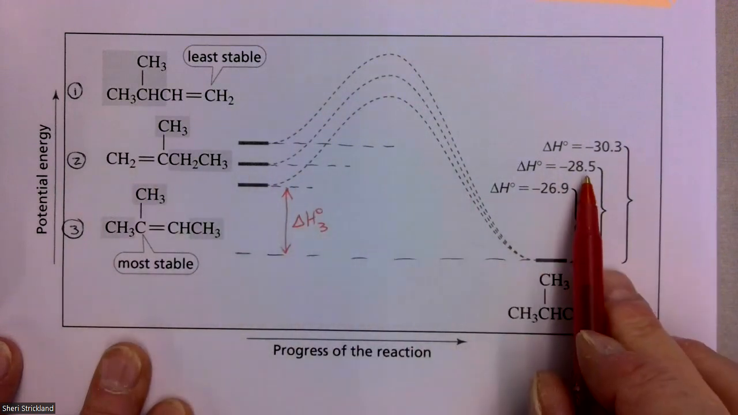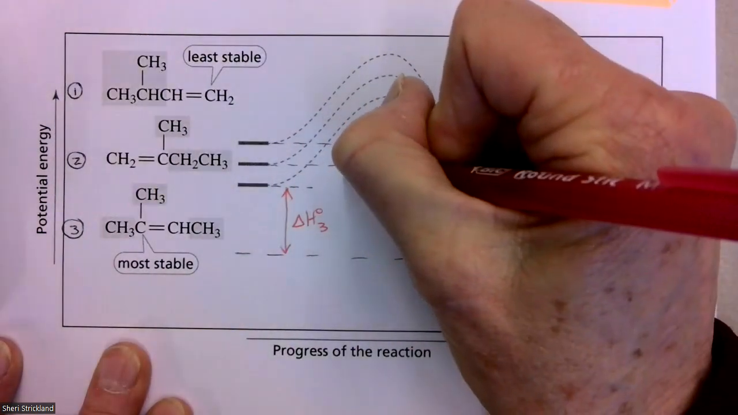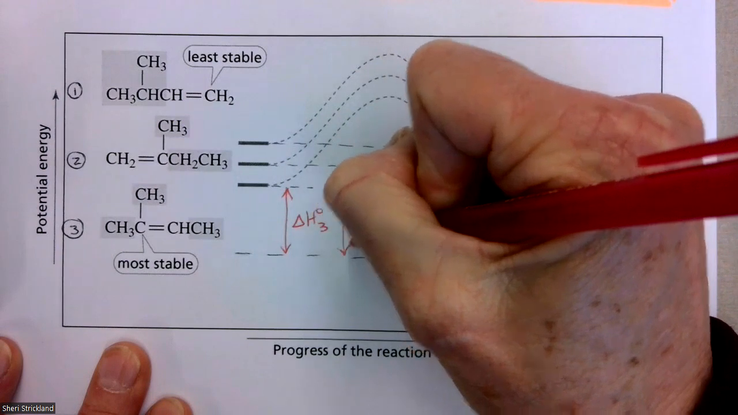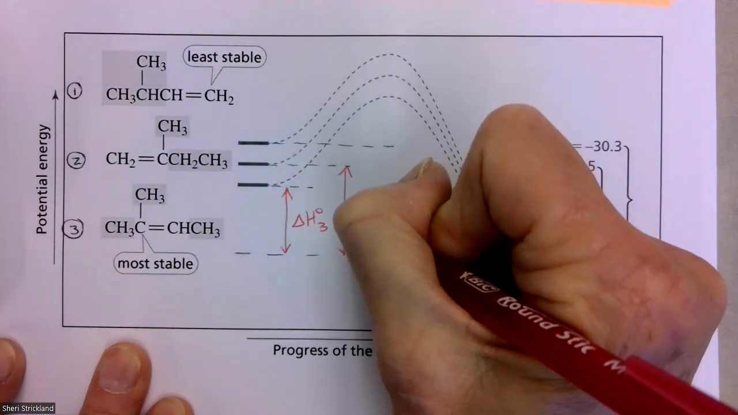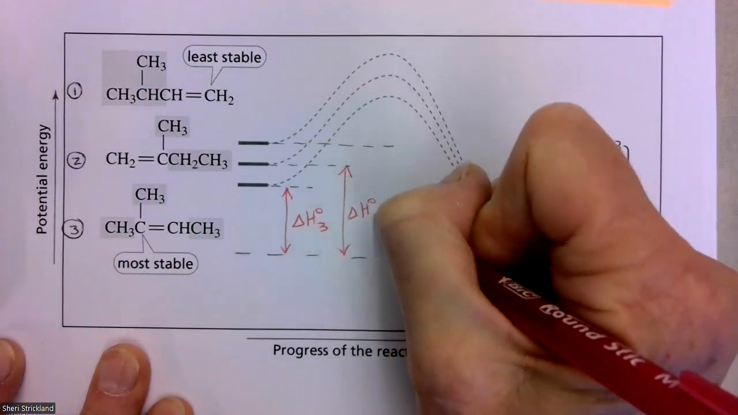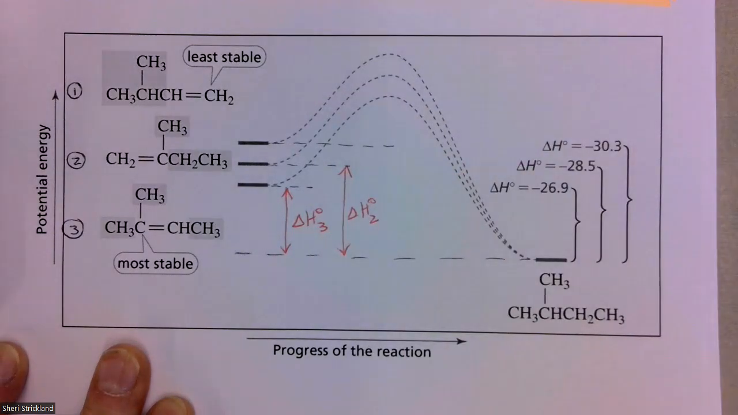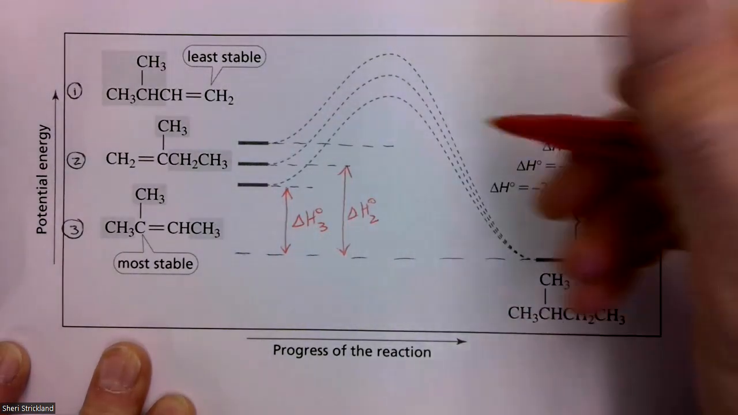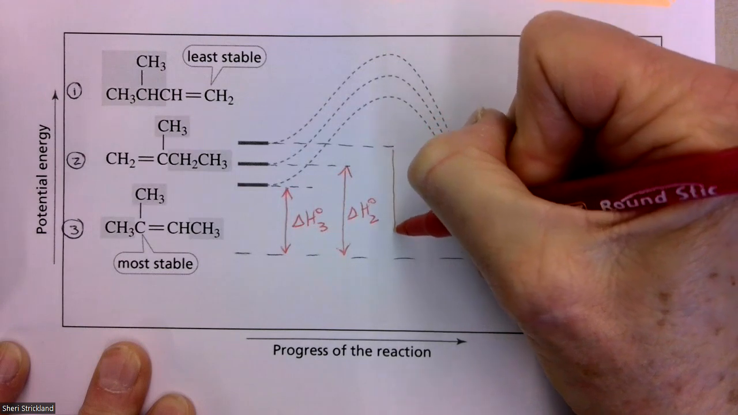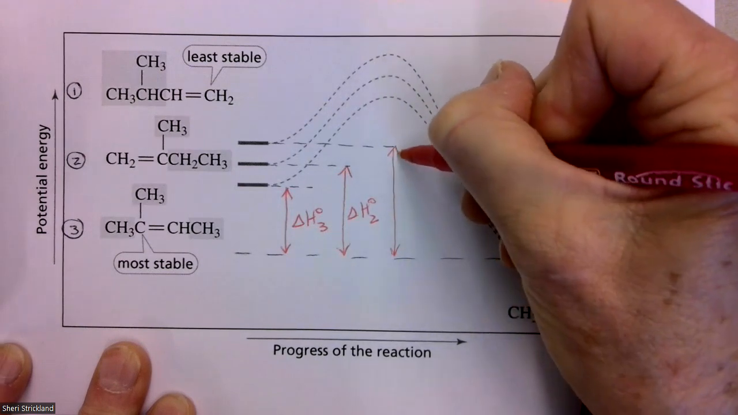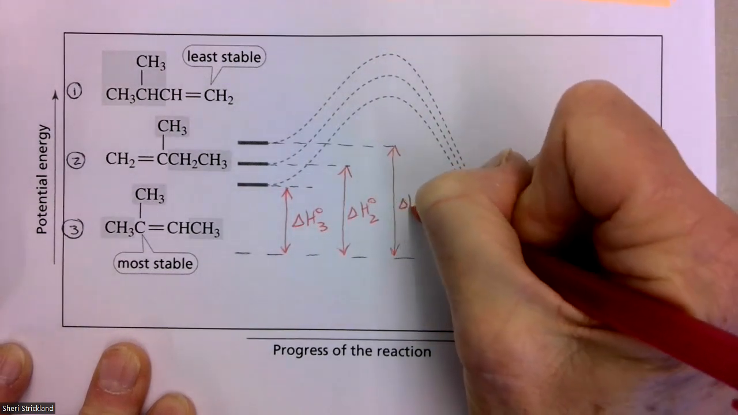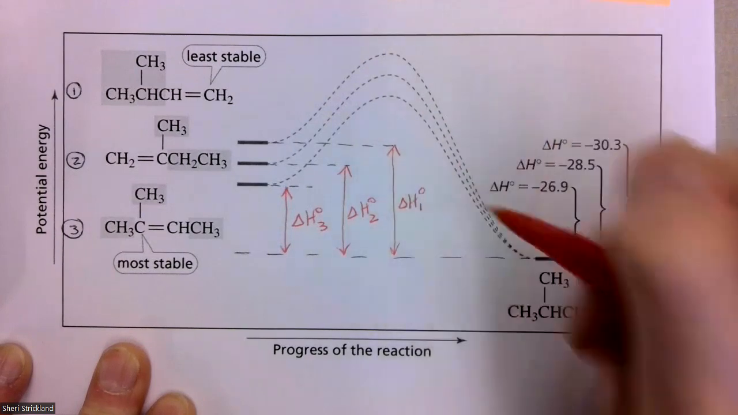This one, minus 28.5, this is the amount of energy that's released during that second reaction. And then the minus 30.3 is the largest amount of energy released, corresponds to our first one.